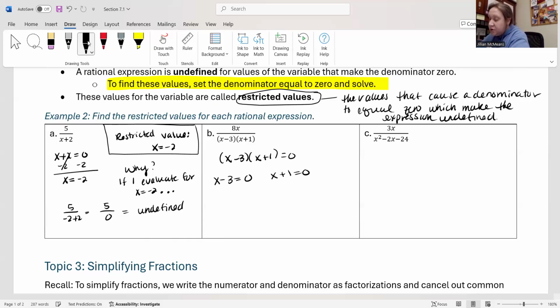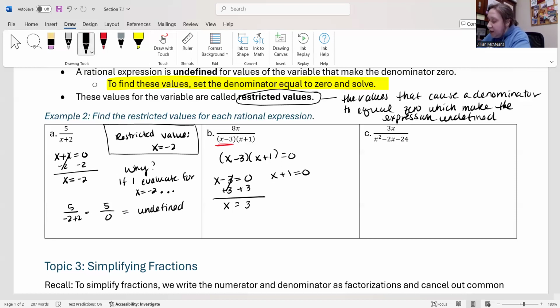Well, if I have x minus 3 equals 0, to get x alone, I would have to add 3 to both sides. So -3 plus 3 is 0. X plus 0 is just x. 0 plus 3 is 3. So if I were to plug 3 into this right here, I would get a 0 right here. So when I plug 3 in for x, well, 3 minus 3 is 0. 0 times x plus 1 is 0. That's going to make that denominator 0, which is bad.